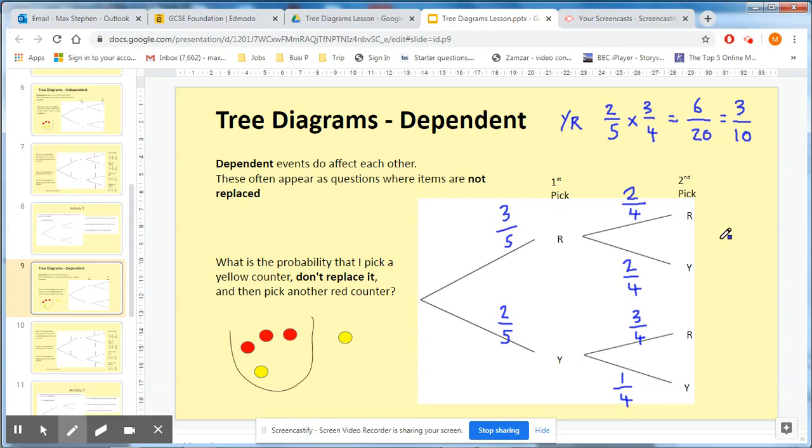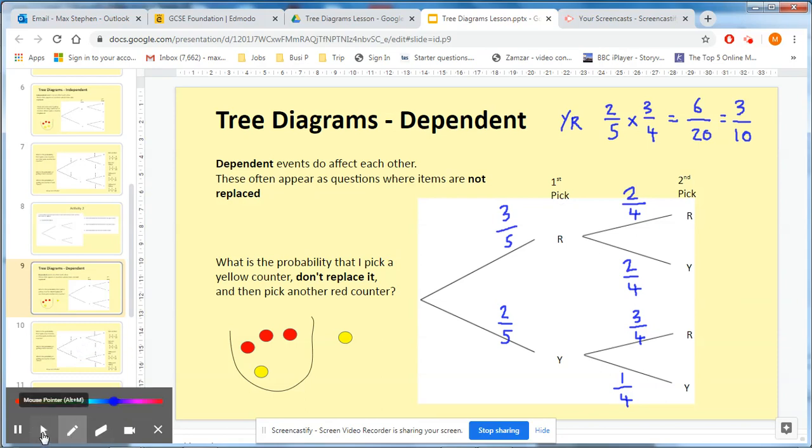I could also fill in the probabilities for each of the rest of these, but I'm not going to do that because I already showed you how to do that with each of the ones before. So for instance, if I wanted to find yellow and then yellow, I just multiply 2/5 by a quarter. If I wanted to find yellow then red, do 2/5 times 3/4.